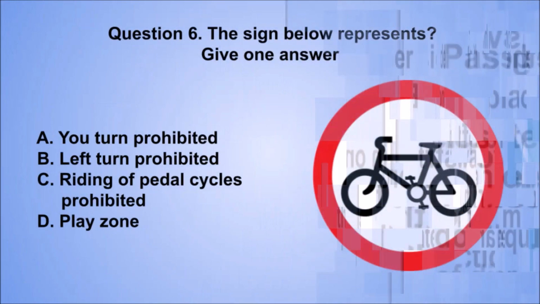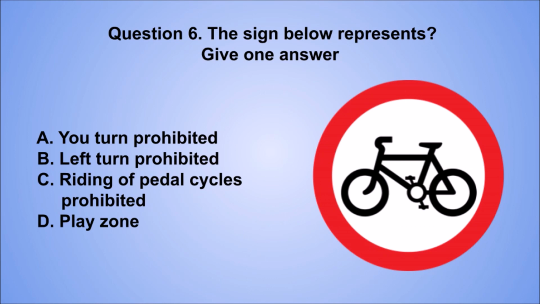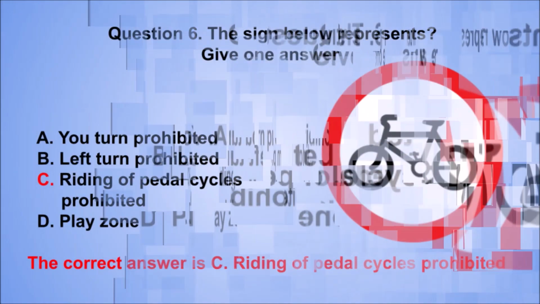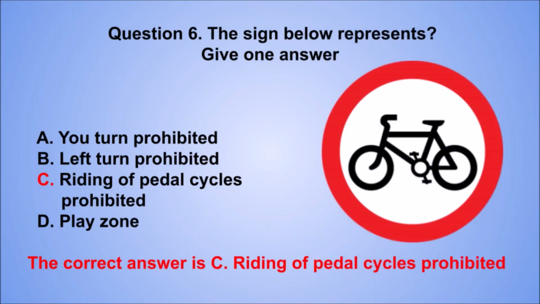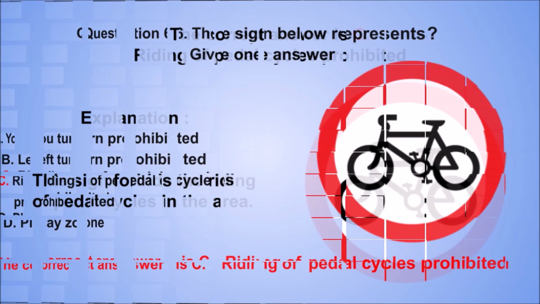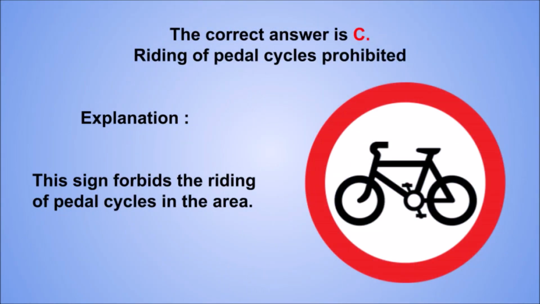Question 6. The sign below represents, give one answer. A. U-turn prohibited. B. Left turn prohibited. C. Riding of pedal cycles prohibited. D. Play zone. The correct answer is C, riding of pedal cycles prohibited. Explanation. This sign forbids the riding of pedal cycles in the area.